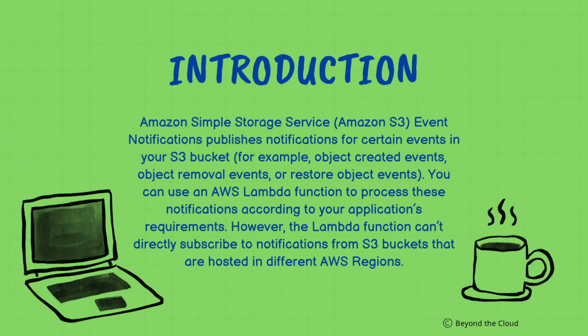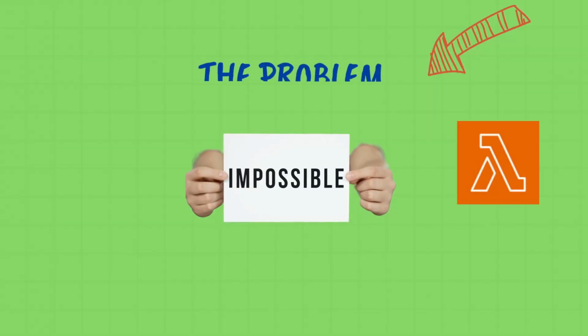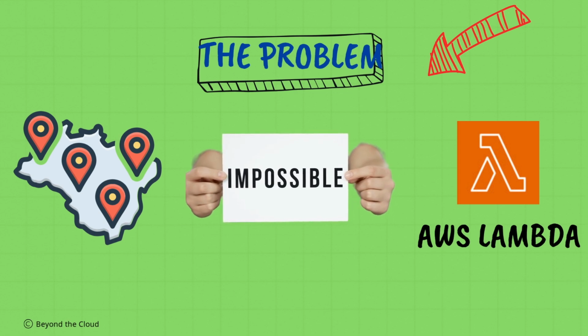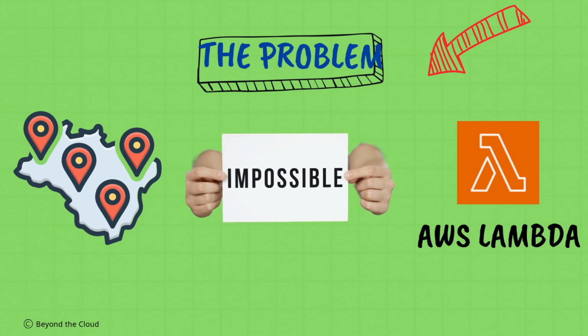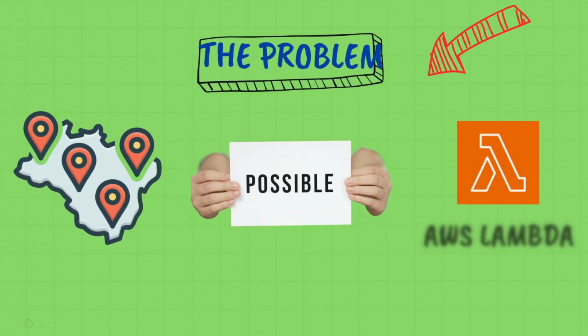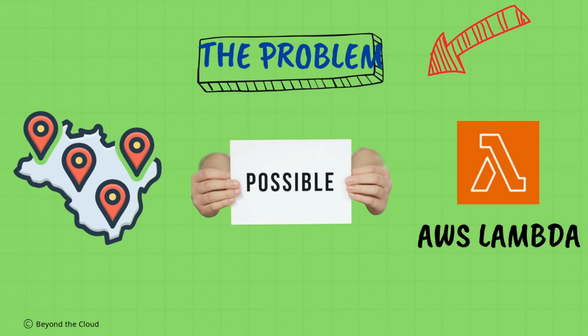Now there is a problem with this. What is the problem? Suppose your S3 bucket is hosted in one region, and your AWS Lambda is hosted in a different region. You cannot send the notification from your regional bucket to a Lambda in a different region. That is not possible right now. So we have to do something for it. In this particular video, I will show you how we can make that possible.